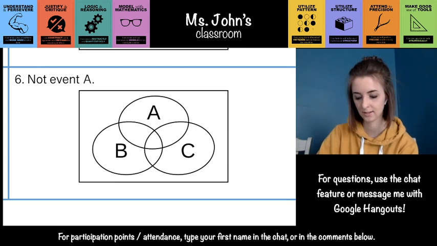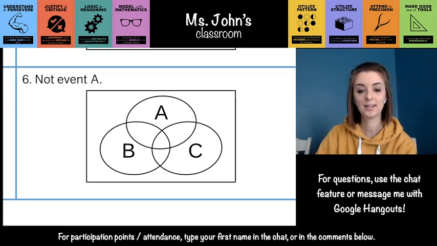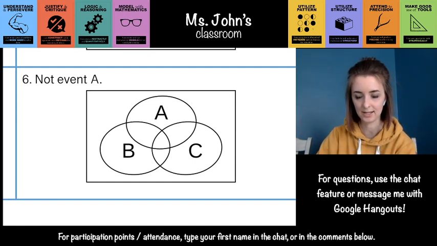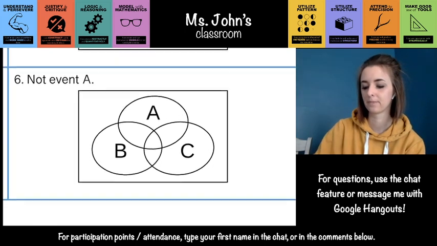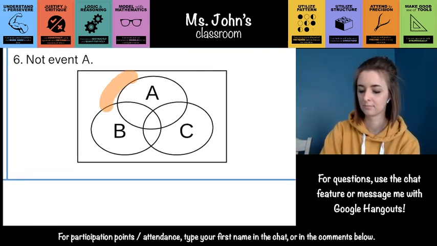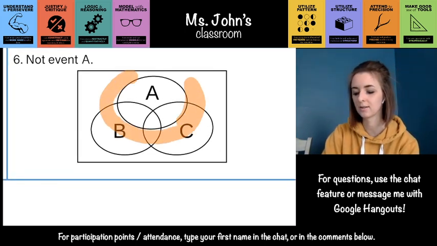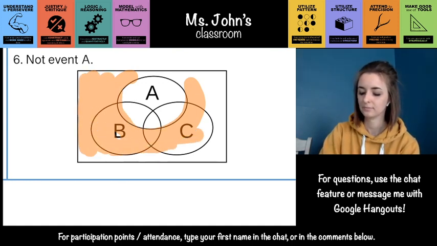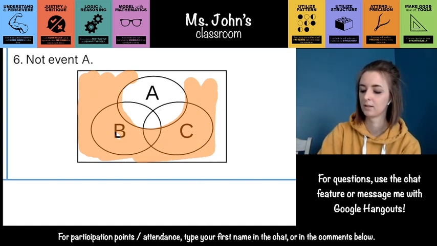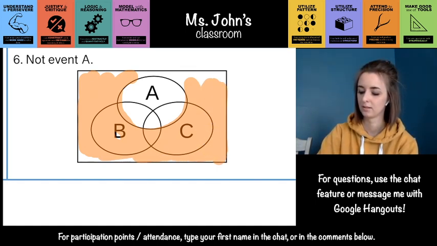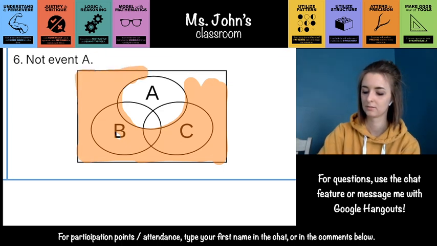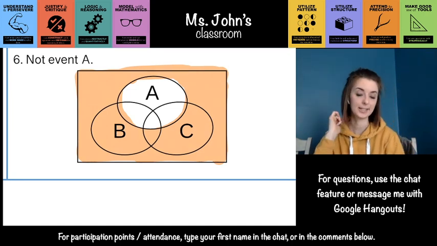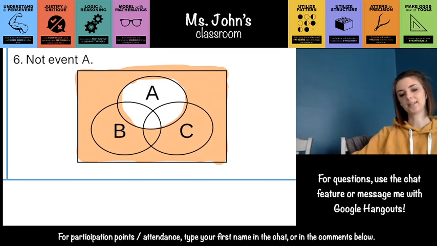And number 6, this one just says not event A. So anything happening is great unless it's event A. So everything is fine as long as it's not A, right? It's going to be messy, but you get my idea, right? Not event A is just everything besides event A.